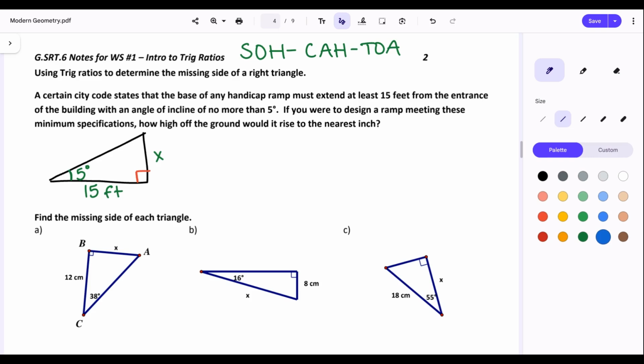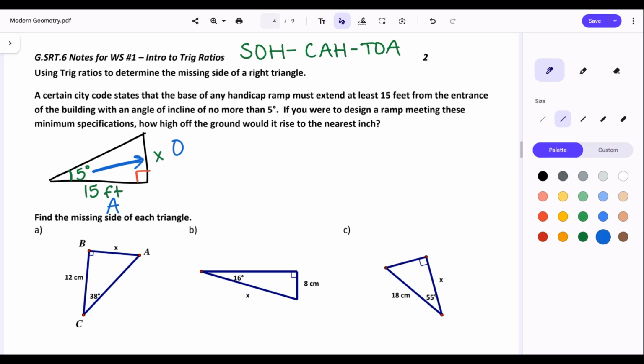So if I'm looking at the 5 degrees here, how would the X side relate to that? Would that be opposite, adjacent, or hypotenuse? Good, this would be your opposite side. What would be the 15 then? Good, 15 would be the adjacent side. So I'm going to think about opposite over adjacent comes from which one? Sine, cosine, or tangent? Think about SOHCAHTOA up here. Good, it comes from tangent.